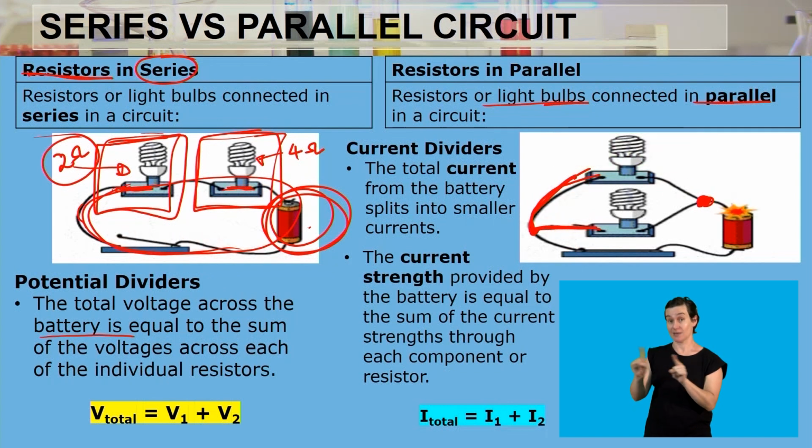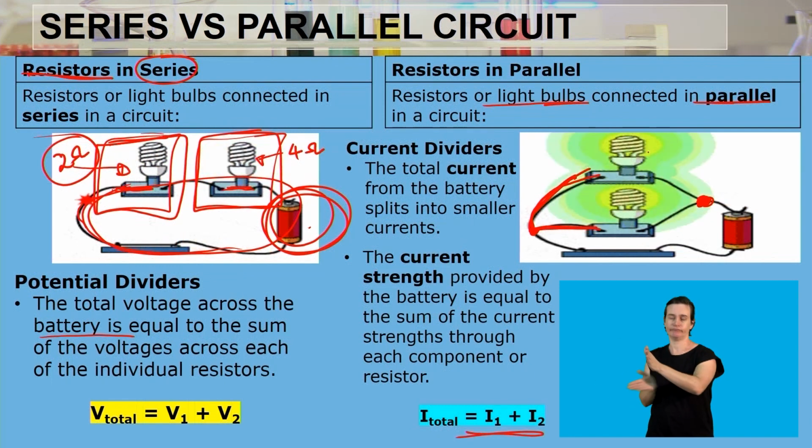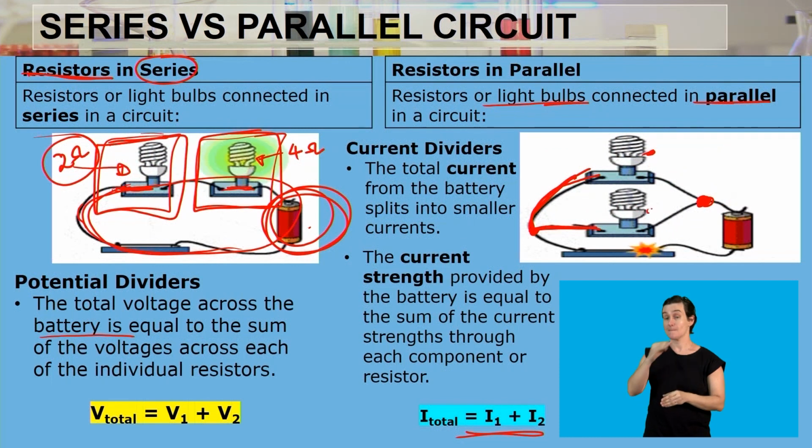We need to remember that in series, the potential difference divides. However, when we are talking about the parallel circuit, the current divides. In series, the current remains the same, but the potential difference divides. Whereas in parallel, the potential difference remains the same, but the current divides, which then means the current at this resistor plus the current at this resistor is going to be equal to the total current of the entire circuit.